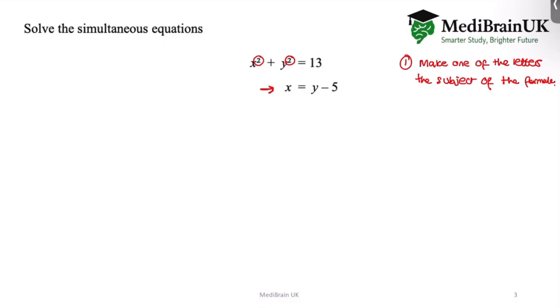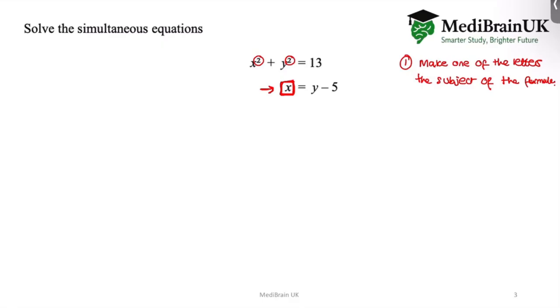Okay, so you're going to make one of the letters the subject of the formula. So in this case, we have x equals y minus 5. As you can see, x is by itself, so x is the subject of the formula. Okay, it's by itself, so we don't need to do anything. The question has already given us it in the correct form. We've got one letter which is by itself on one side, which is what we want to proceed.